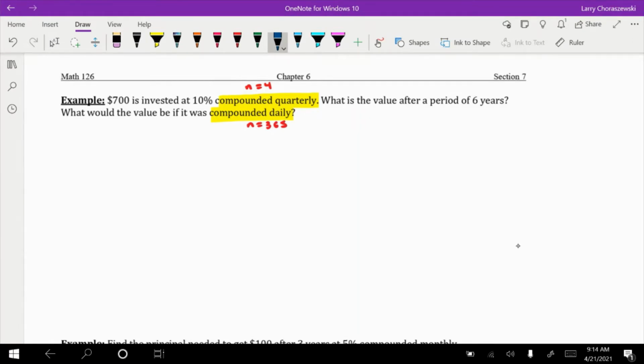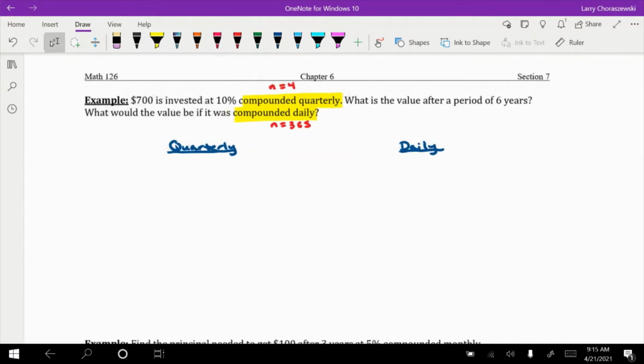Let me set up workspaces for each of those. We have a quarterly calculation, and we have a daily calculation. What I typically do in problems like these is make a little laundry list of all the information that we have, and I try to figure out what number goes to what variable in the formula. The variables involved in the compound interest formula are A, P, R, N, and T. And I'll set up that list for the daily calculation as well.